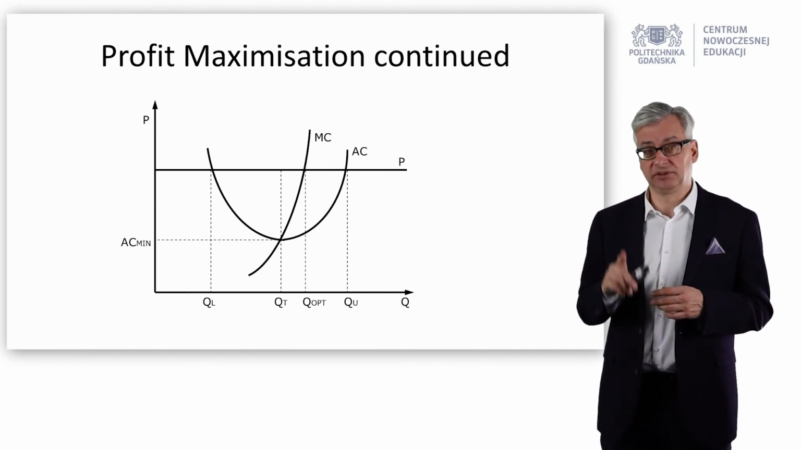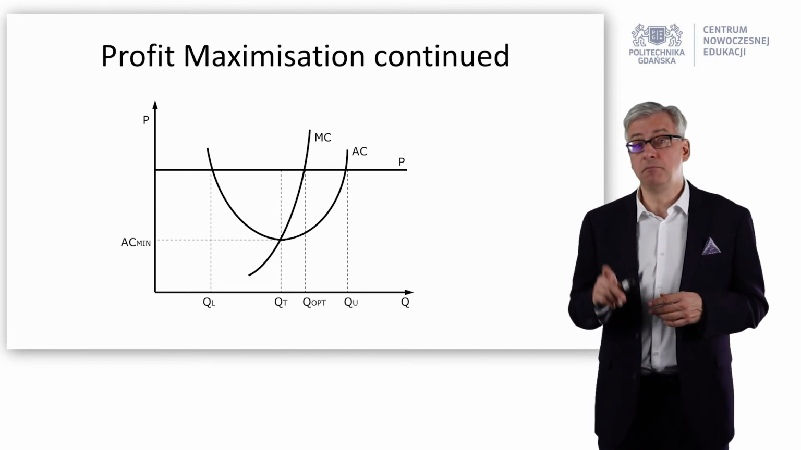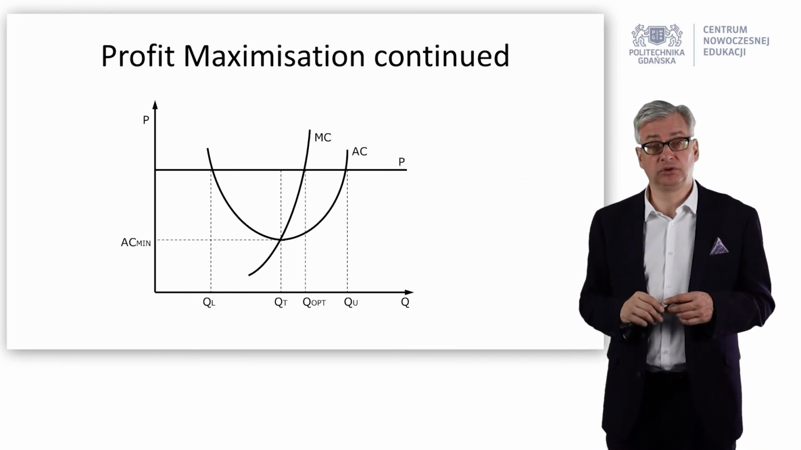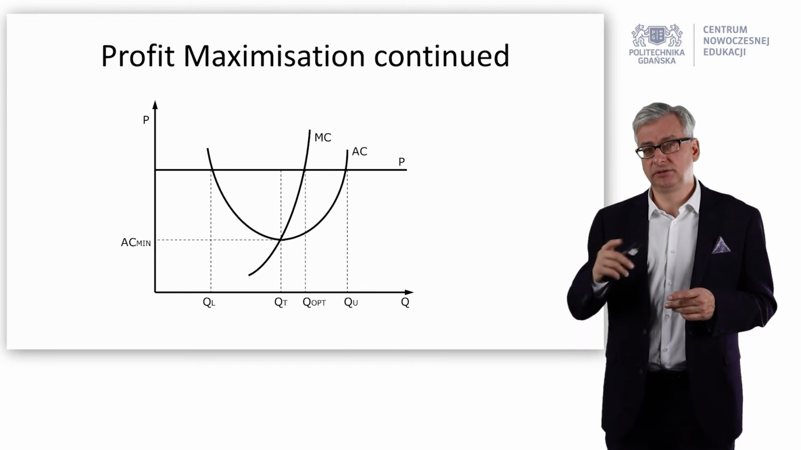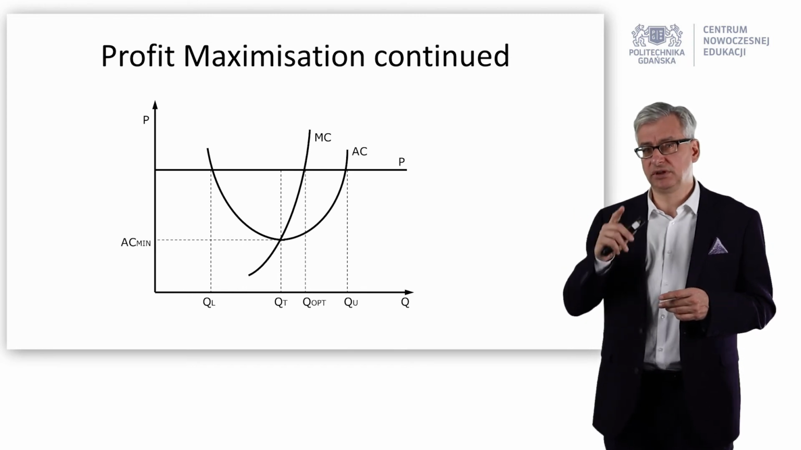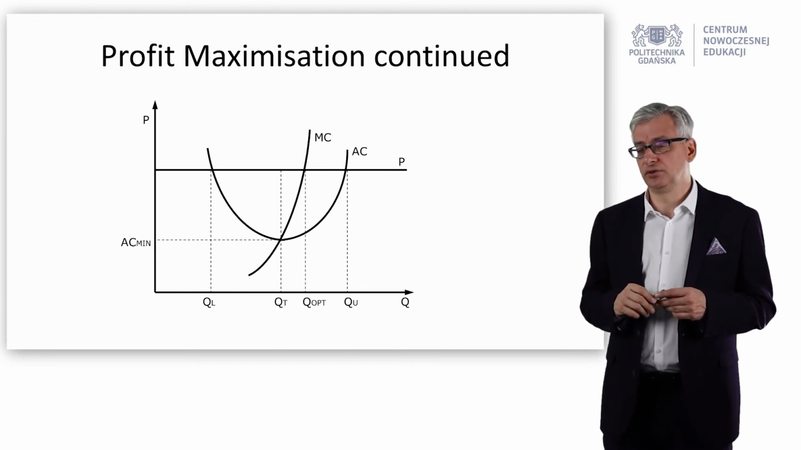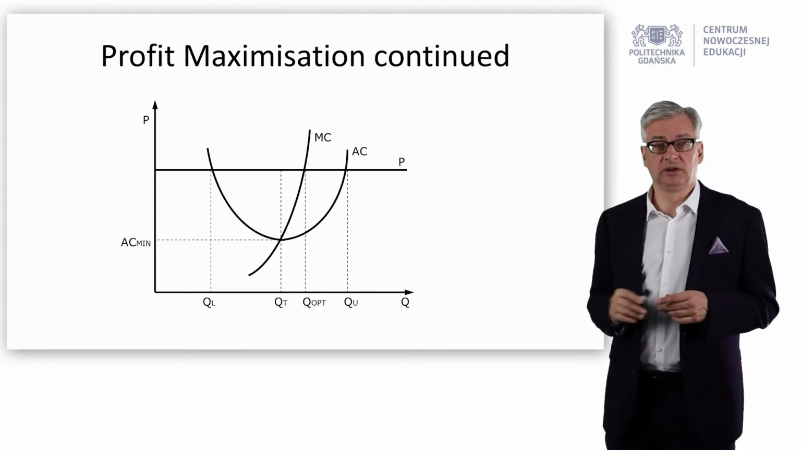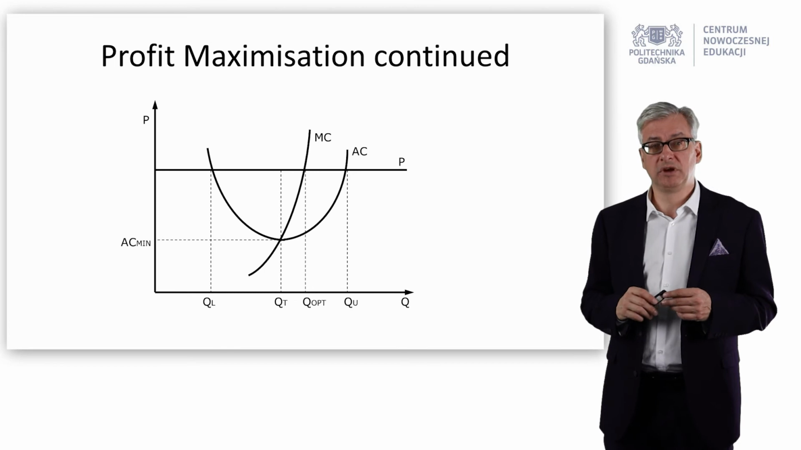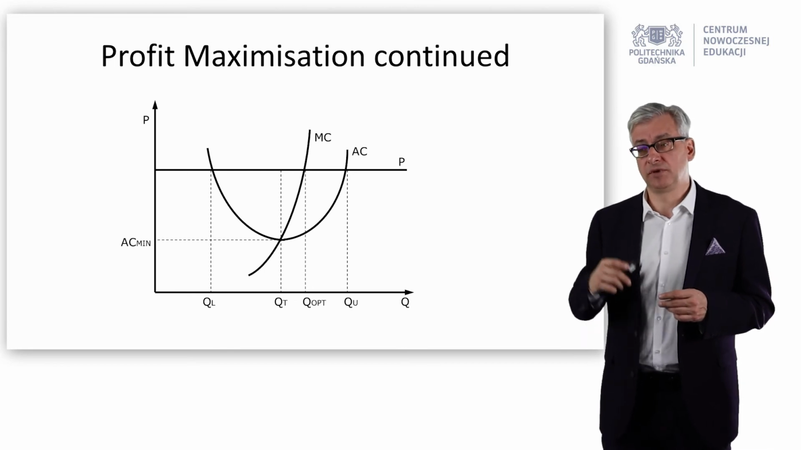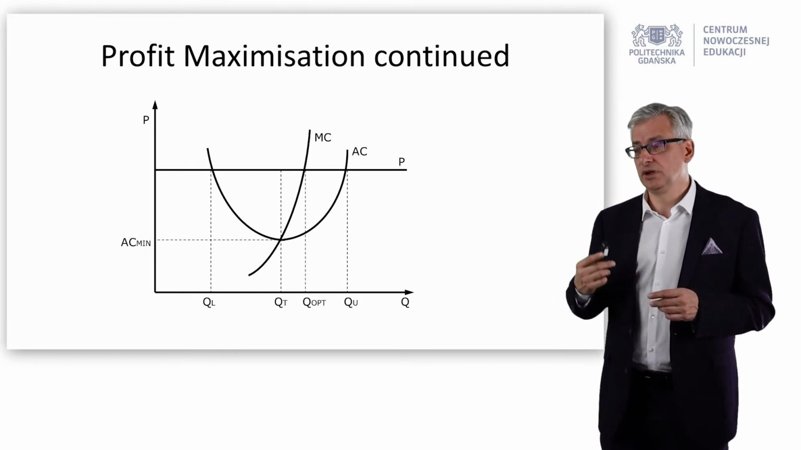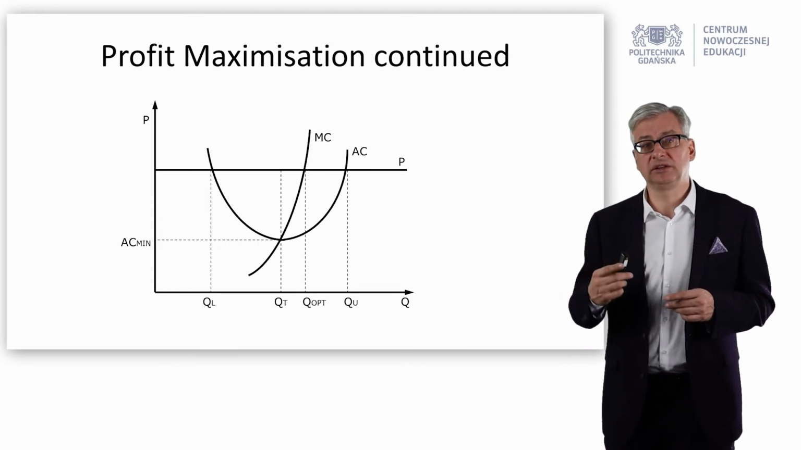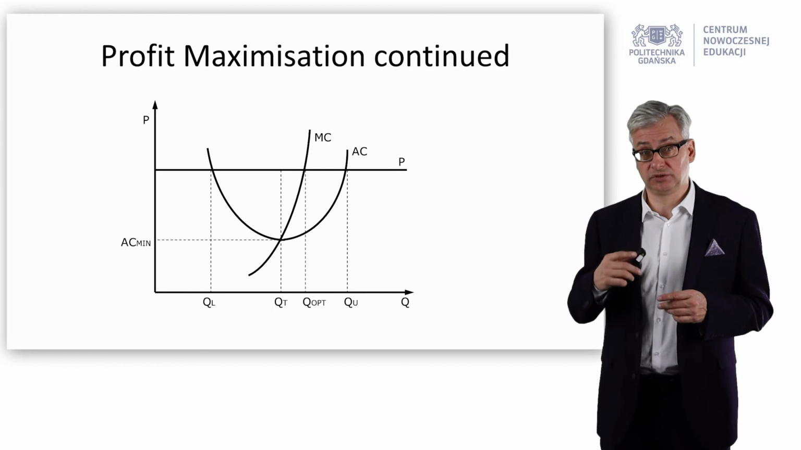Additionally, what you can see here is minimum AC and the corresponding quantity produced. And here we refer to something that we learned during our lecture on costs. This QT is the technological optimum. So this is the optimum from the technological point of view. This is the level of production at which you get the lowest average cost of production.